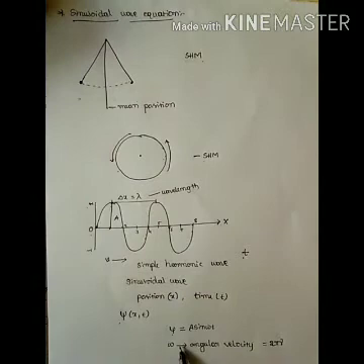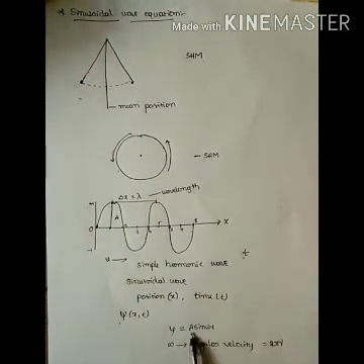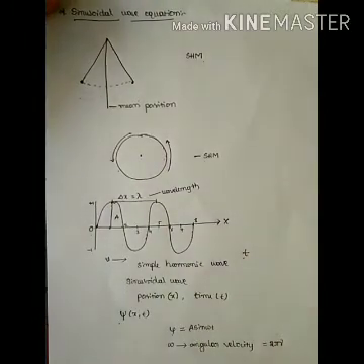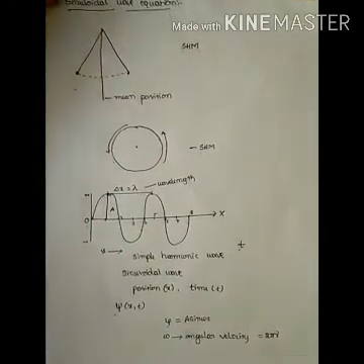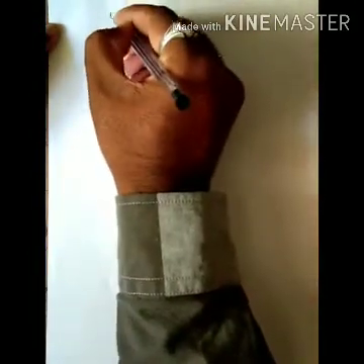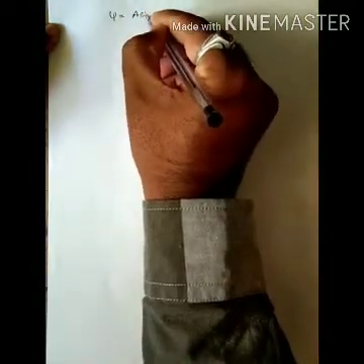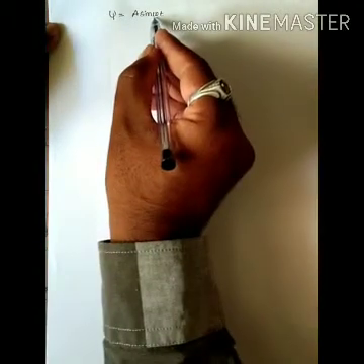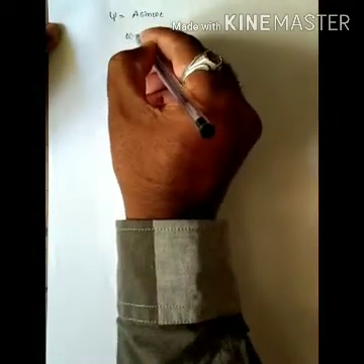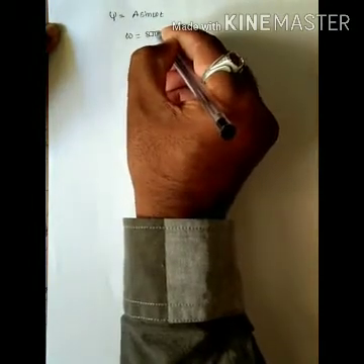This psi equals a sin omega t, which we call the sinusoidal wave equation, can be expressed in some other way, which we shall see now. As we have given, the sinusoidal wave equation is xi equals a sin omega t. And as told, omega is the angular velocity, and the angular velocity is given as omega equals 2 pi nu.